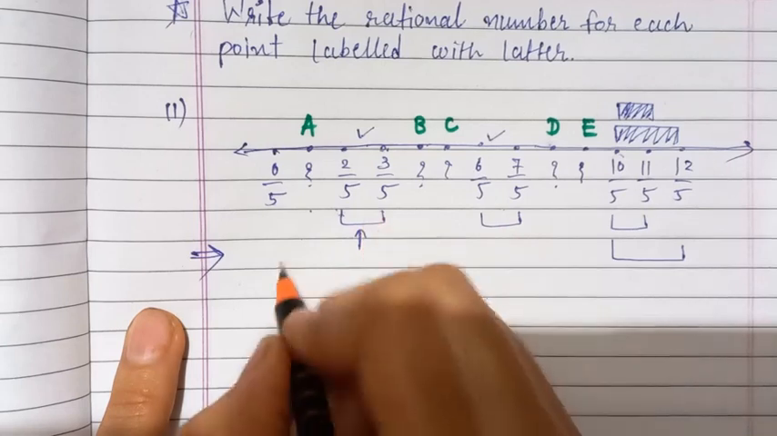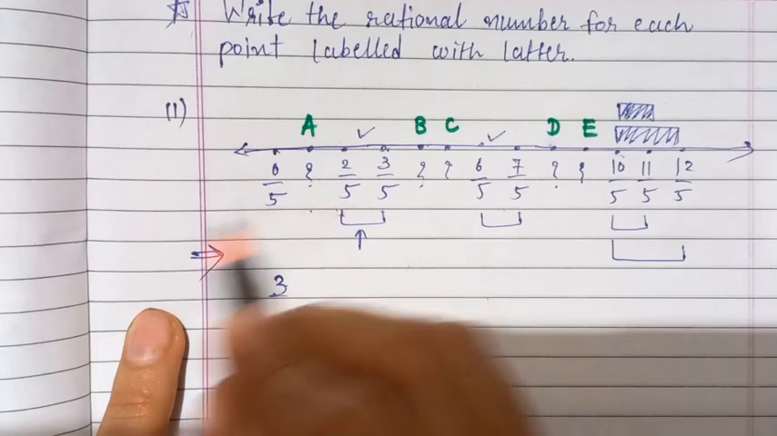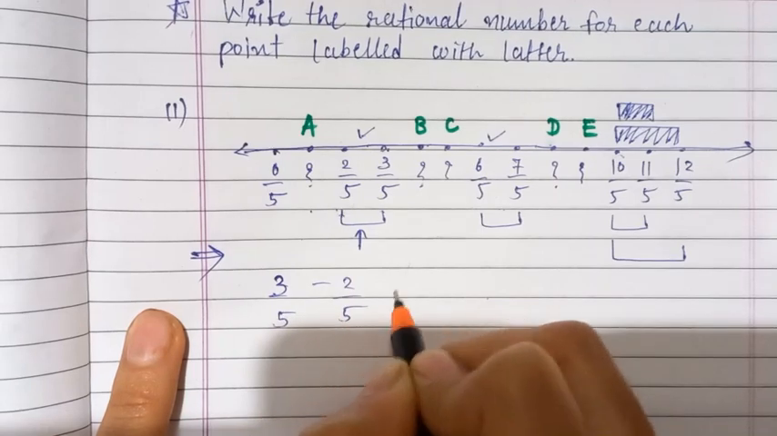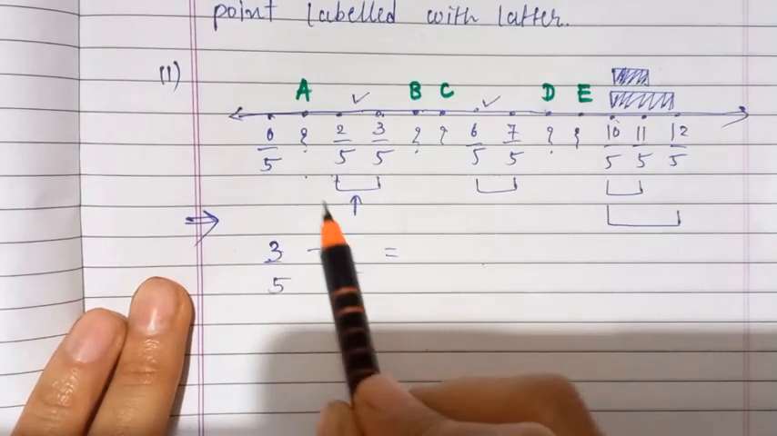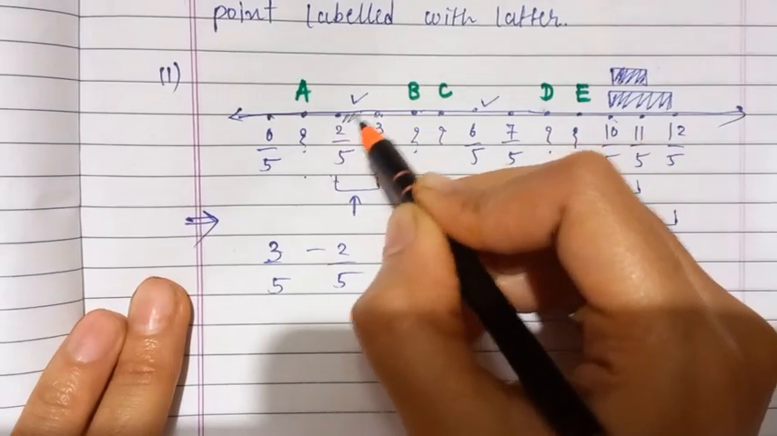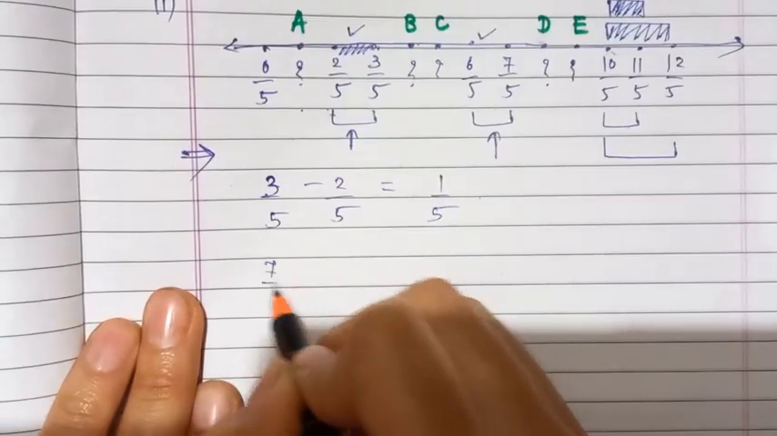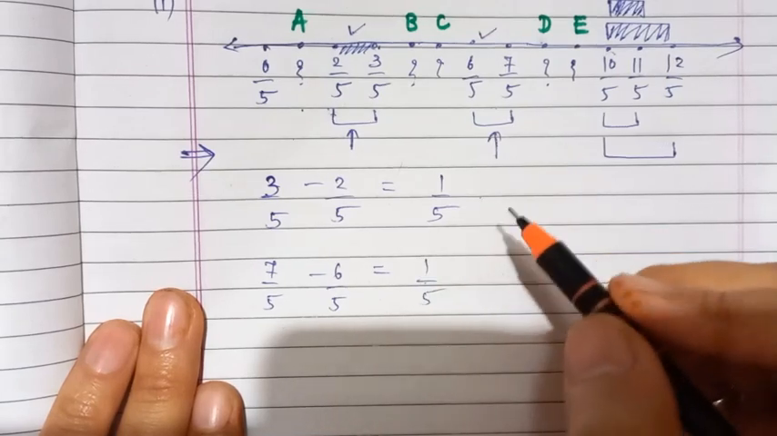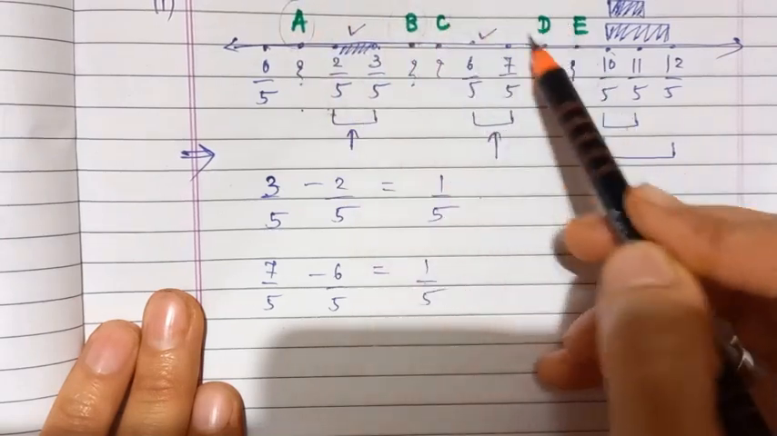So let's take 2 by 5 and 3 by 5, and we subtract the smaller number from the bigger. Here the denominators are the same, so we can subtract the numerators. 3 minus 2 is 1 by 5. So the gap is 1 by 5. Let's check another: 7 by 5 minus 6 by 5 is again 1 by 5. So the difference is the same. Now we can find A, B, C, D and E.